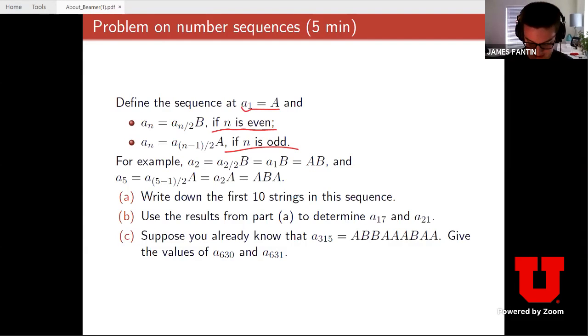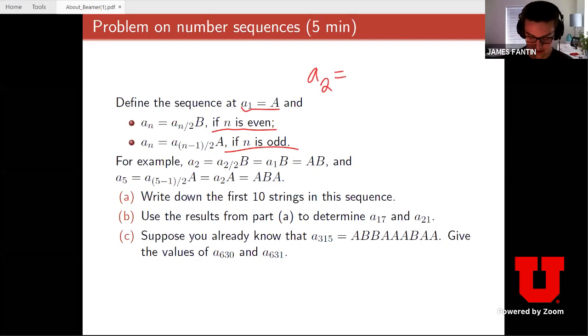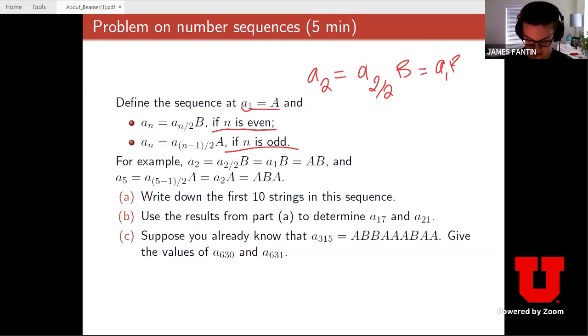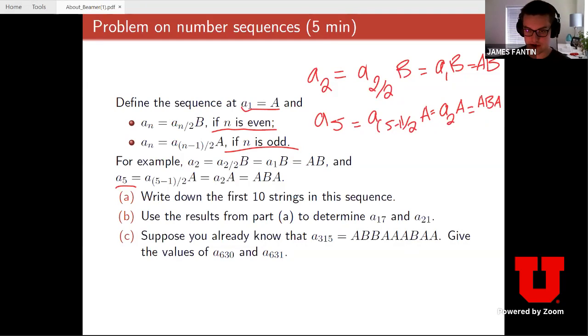As an example, if we were going to do A2, we follow the even case because 2 is even. So that's A of 2 divided by 2, followed by b. That's A1 b, and A1 is A, so that's AB. The other example they give is A5. For A5, 5 is odd, so you go to the odd case. We've got A sub 5 minus 1 divided by 2, and that's just A2 followed by A. We just solved A2, which is AB, so that's ABA. That's how the sequence works.